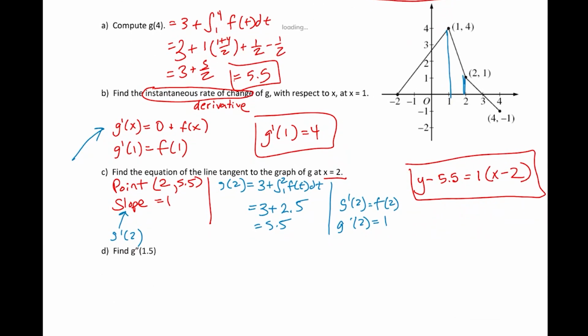Part D wants g double prime of 1.5. Now we've already established earlier on part B that g prime of x is f of x, which means g double prime of x is the slope of f, or the derivative of f. And so we're going to be looking for the slope of f when x is 1.5. So I go over to 1.5, which is right here. And so I basically want the slope of this line. Now my rise over run, or my change in y over change of x, is going down 3 and over 1. So the slope is negative 3.